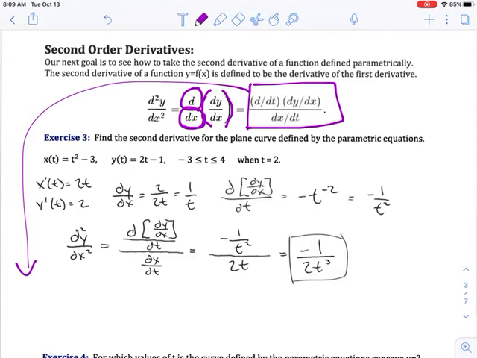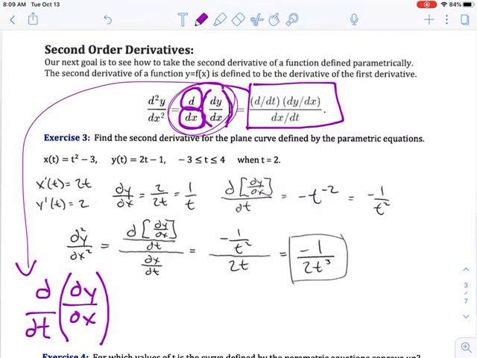What this is saying is take the derivative of dy/dx with respect to t. That is the numerator. So we're taking the derivative of dy/dx. We found dy/dx, that's our first derivative, and now we're taking the derivative of dy/dx with respect to the parameter t. It makes a little more sense when you write it this way. And then we are dividing that by dx/dt, which we've already found.